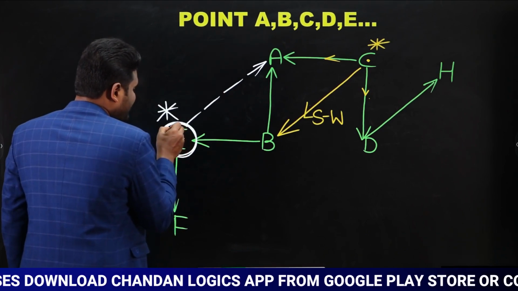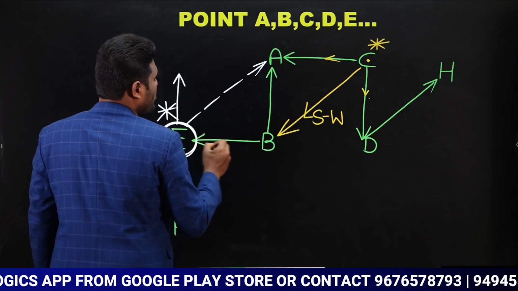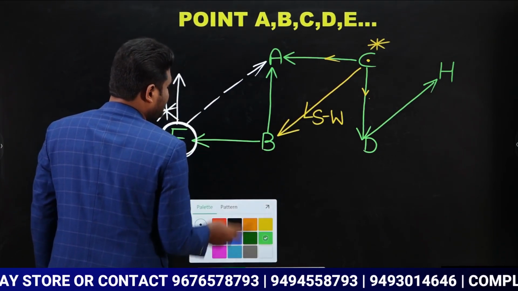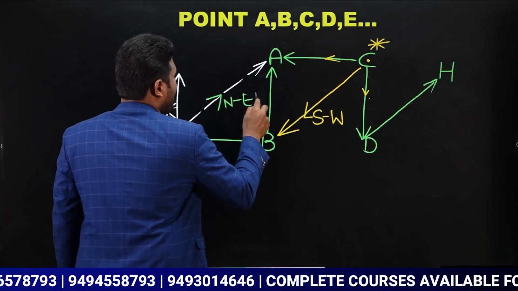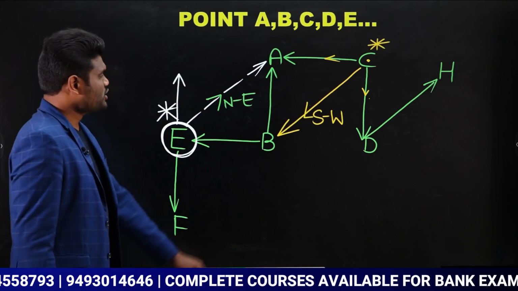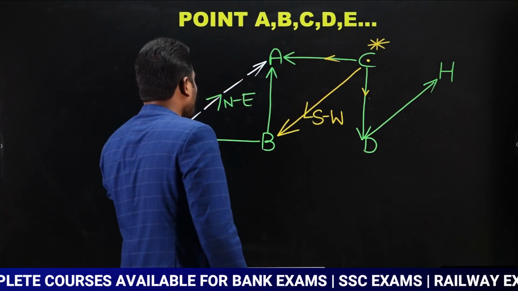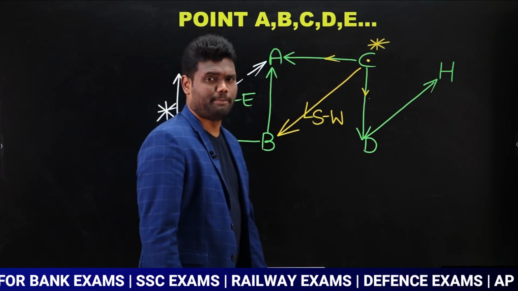Now observe here, for E, this is going to be north. Yes, this is going to be east. If this is north, this is east, then this direction is between them, northeast. So we can say the answer is northeast. A is in the northeast direction of E. Is it clear? Very important, and very simple also.